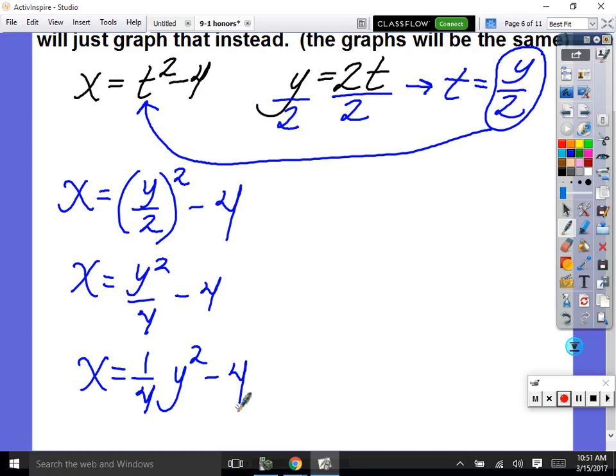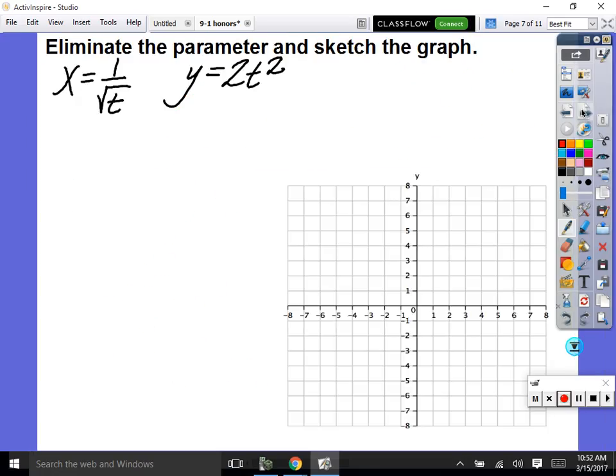So fun fact for you, when you remove the parameter, if we graphed this, it's going to look the exact same as if we graphed that using t. Does that make sense? It'd be the exact same graph. It'll look the exact same. Okay, so let's do this one.